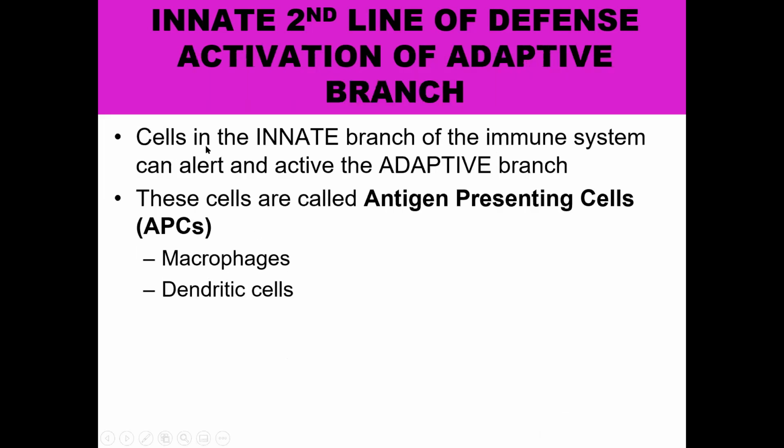Okay, also we have some cells that have one foot in the innate branch and one in the adaptive branch. And these are called antigen presenting cells. So these are cells, like we just talked about the macrophage, that can take the identifying parts of the germ that has invaded and show it to the adaptive branch, and we call that priming them or activating them so they can wake up and start and train their army. So those are macrophages and dendritic cells.